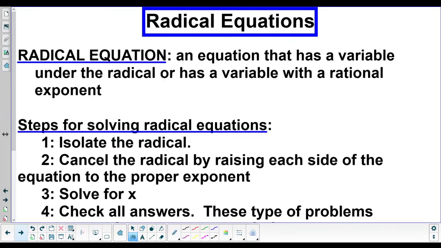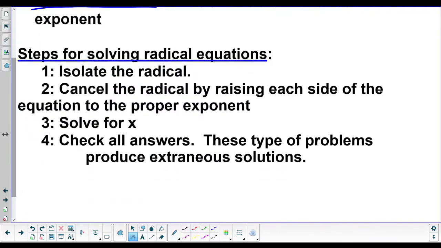Okay, so first, what is a radical equation? A radical equation is an equation with a variable under a radical. I know, crazy, insane, but that's what we're trying to solve today. So here are going to be our steps. We're going to isolate the radical. The word isolate means get by itself. So we're going to get the radical thing by itself if we can.